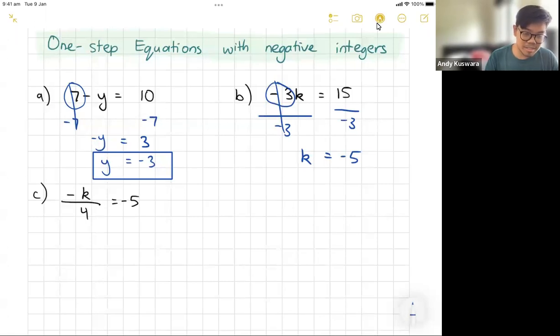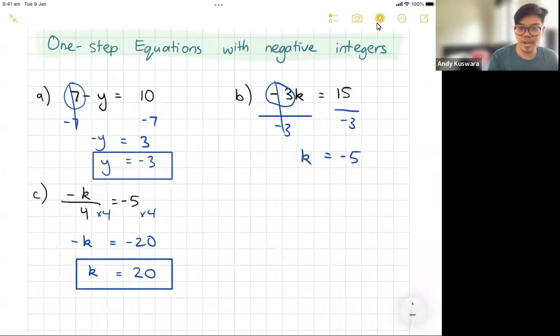Okay, now for the next one here, we can see that it's going to be divided by 4. So I'm going to actually take 2 steps here. First things first, I can see that -k equals -20. Now I just multiplied by 4 on both sides. And if -k equals -20, then I get rid of both negatives by timesing through by -1 or dividing by -1. And that'll give me an answer of k equals 20. All right, enjoy.